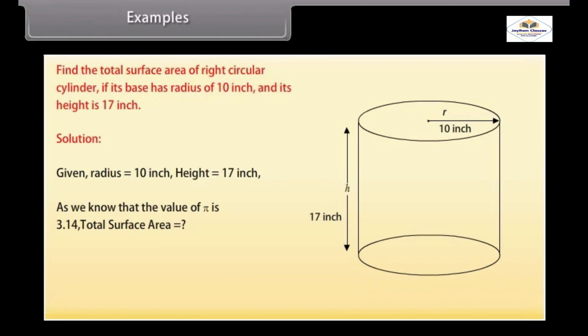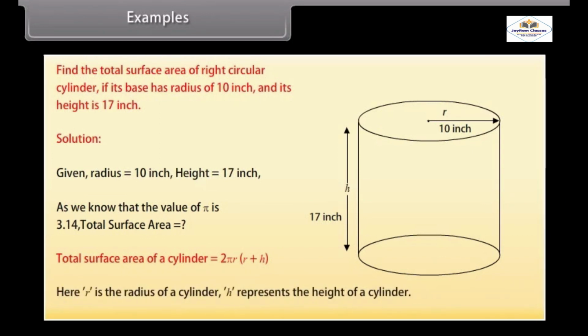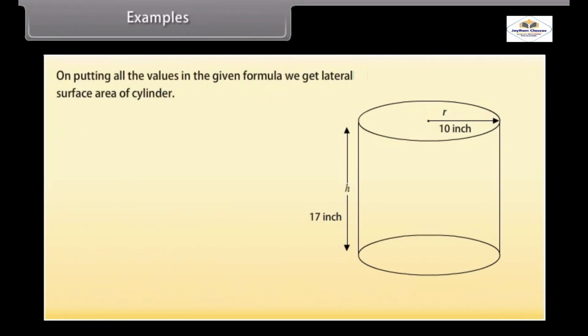We know that the formula for finding the total surface area of a cylinder is given by: total surface area of a cylinder is equal to 2 pi r into (r plus h). Here r is the radius of the cylinder and h represents the height of the cylinder. On putting all the values in the given formula, we get the total surface area of the cylinder is equal to 2 pi r into (r plus h).